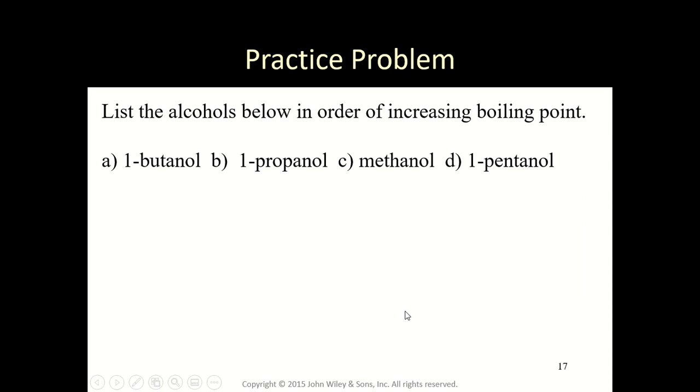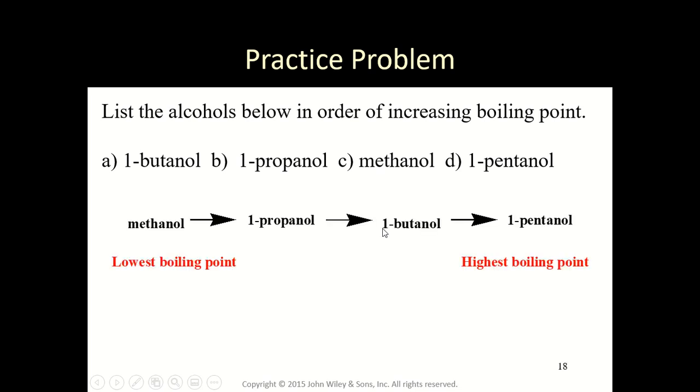List the alcohols below in order of increasing boiling point. So how would you answer this one? Go for your smallest one and go up. So there's your methanol, propanol, butanol, pentanol.